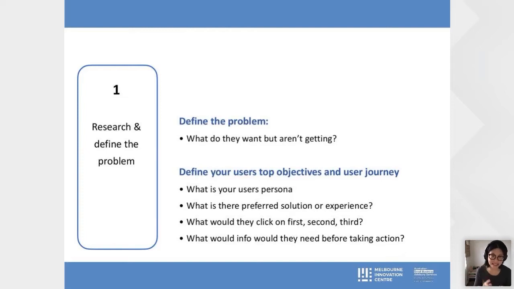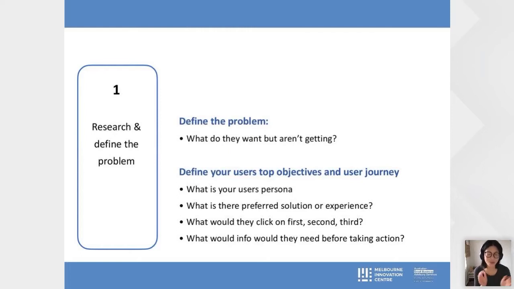Do they want something that's easy, quick, simple? Are they feeling overwhelmed with the amount of content? Do they not know where to click? What would they click on first, second, or third? So what's that order? So this is really understanding how they're going to your website and how they're actually navigating around the page.